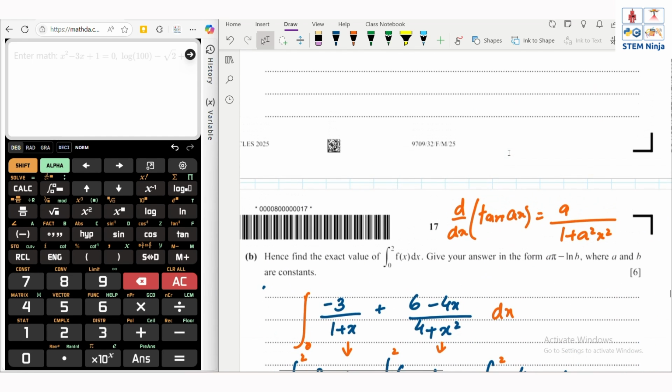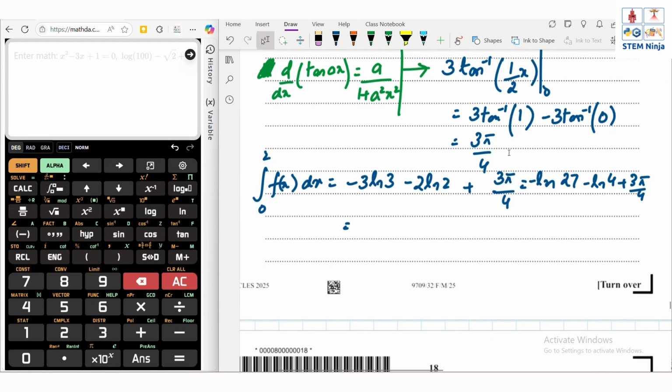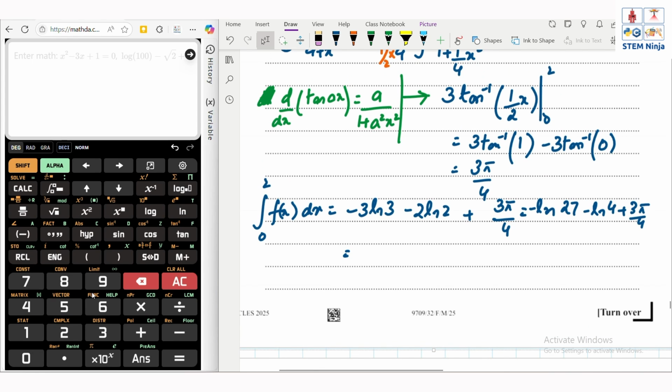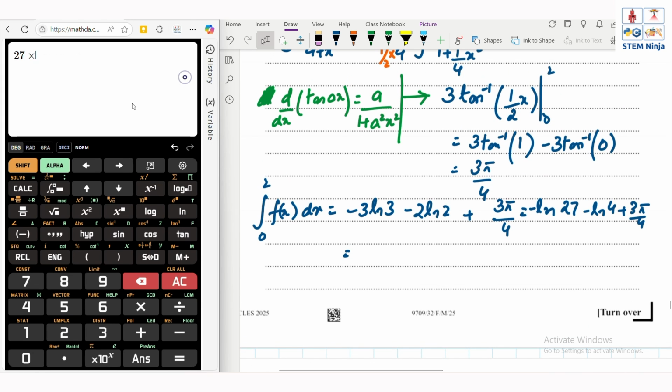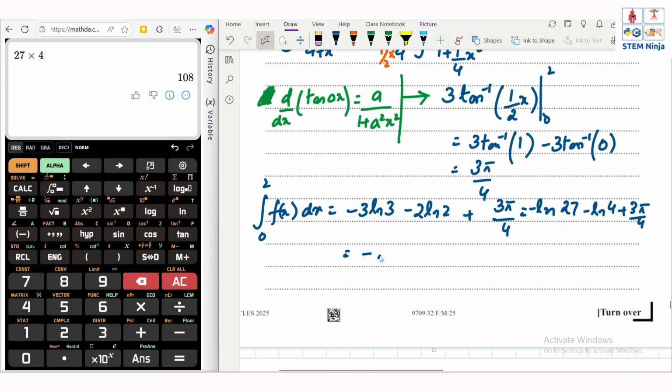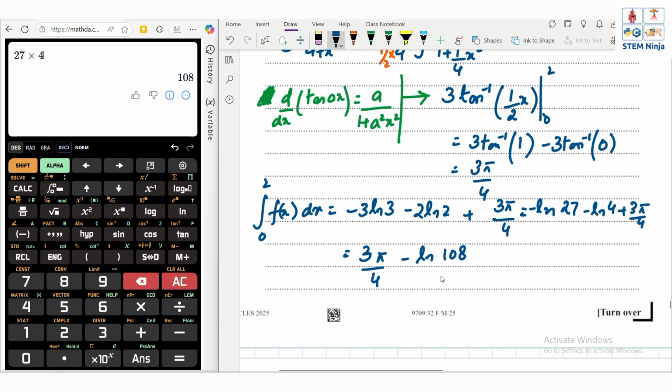And what form did they want us in? Okay, all right, this is already negative. So 27 and 4. Oh, sorry, no. So 108. So minus, 3 pi by 4 and minus ln 108. And that's your final answer. Okay.